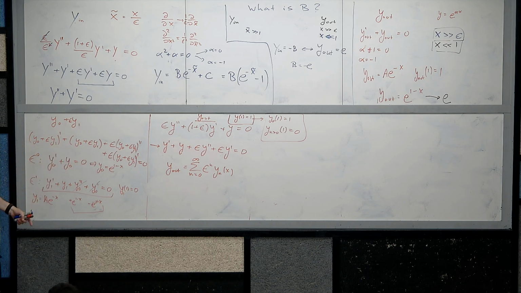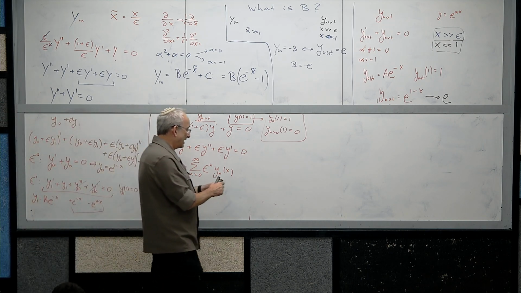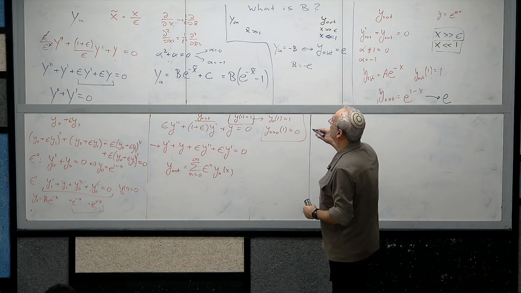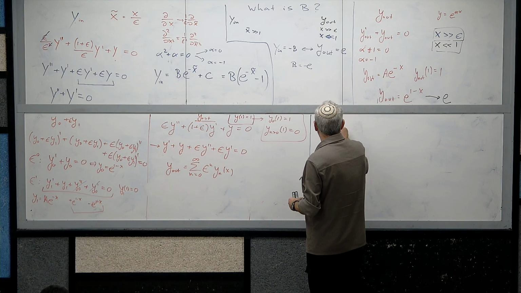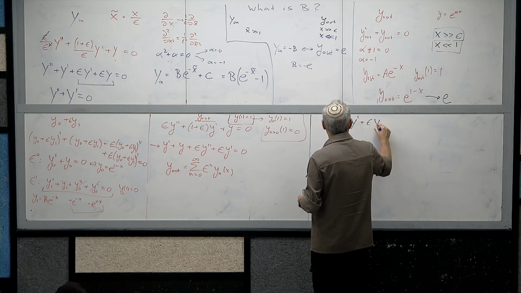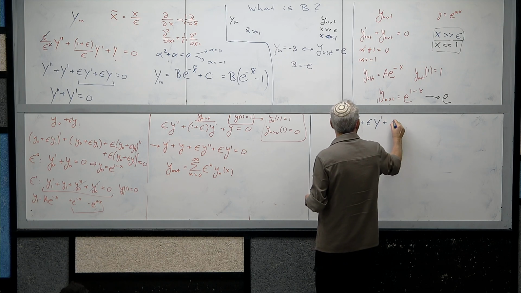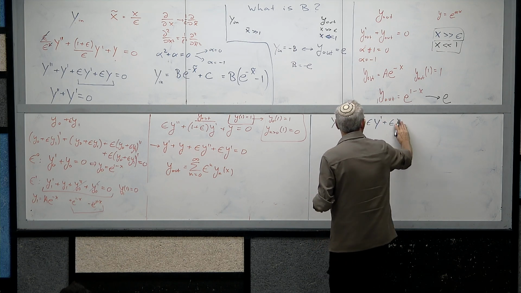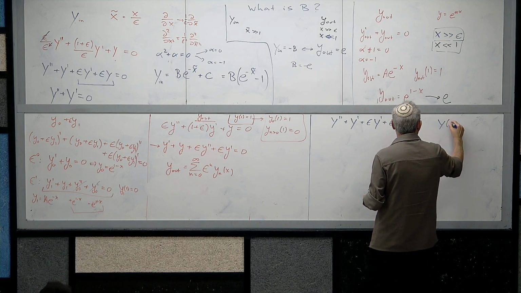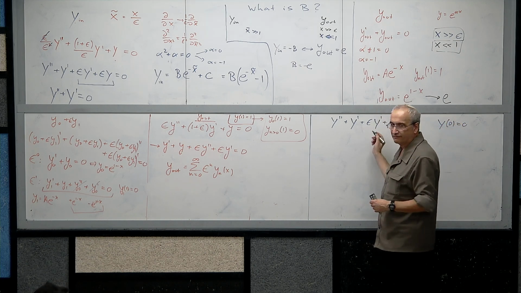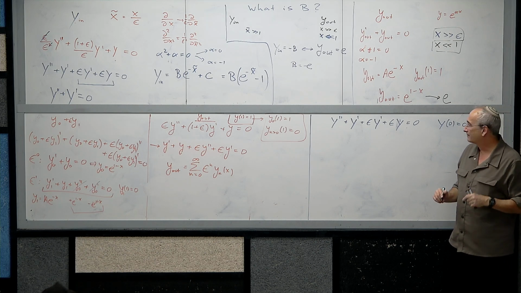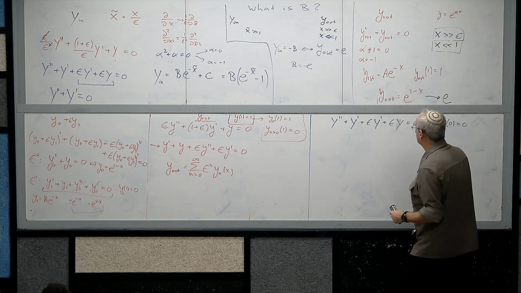So this was for the y-out. Now, what happens for the y-in? The y-in, I remind you, is y double prime plus y prime plus epsilon y prime plus epsilon y equals 0, where y of 0 is 0. Here everything is a function of x tilde, not of x.